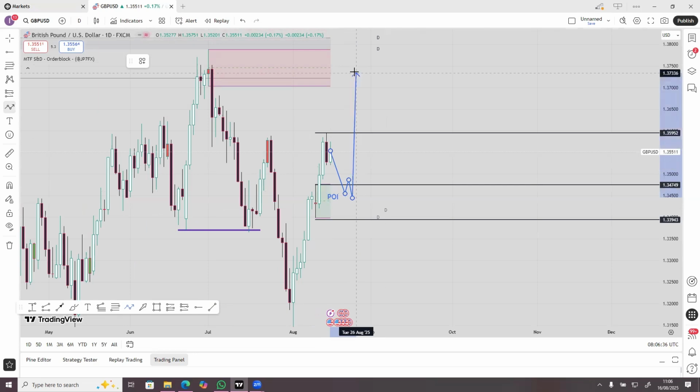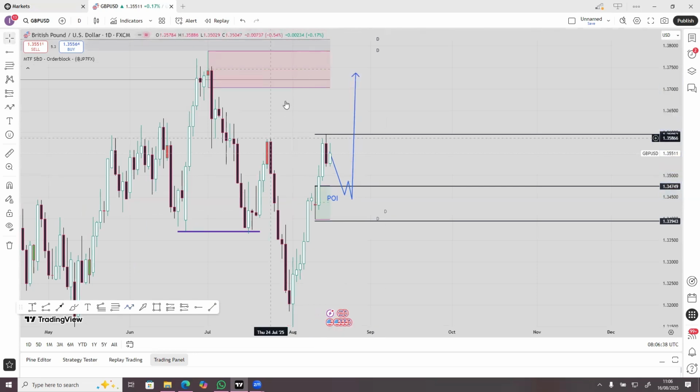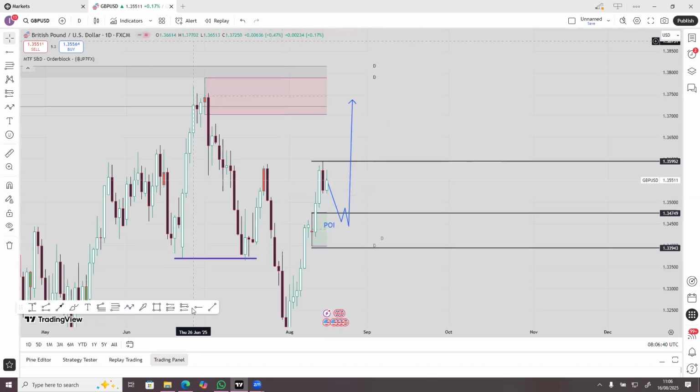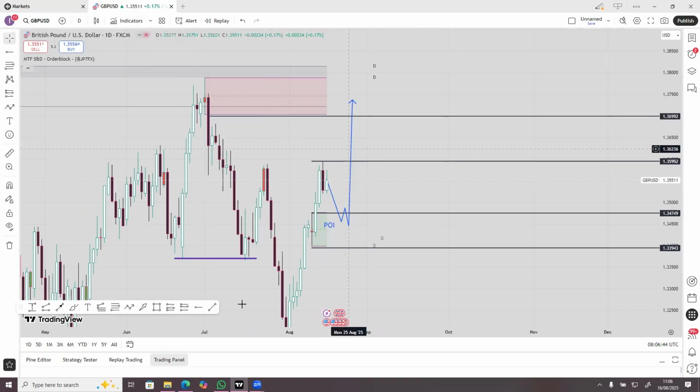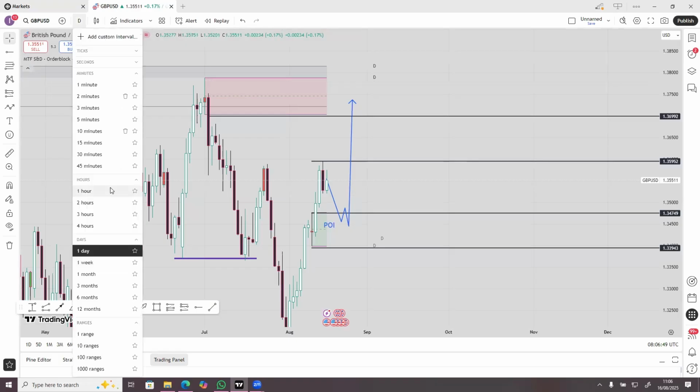Then we can hold our price to this daily supply. So you can see here we have that daily supply. So next week we're expecting, immediately after market open, we can find the sell short position to that point of interest, and then you can find buys from that point.